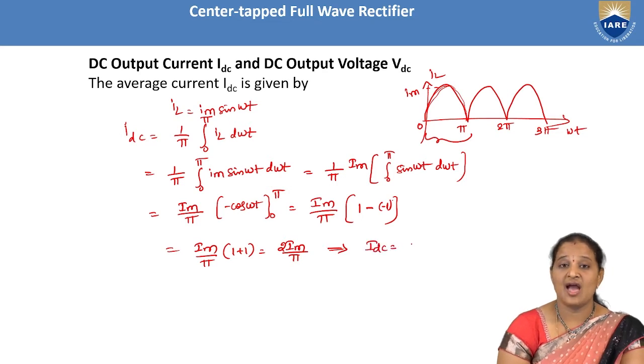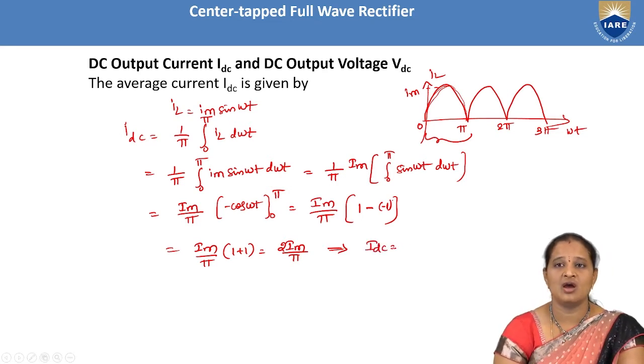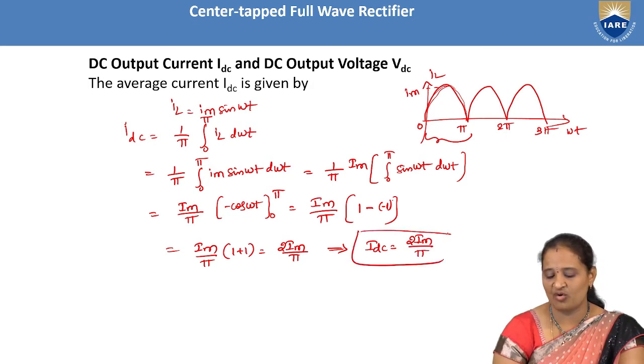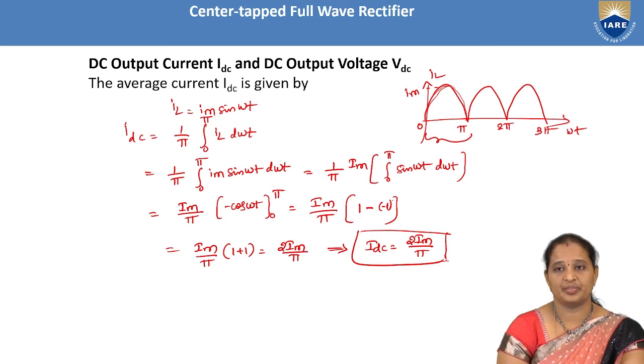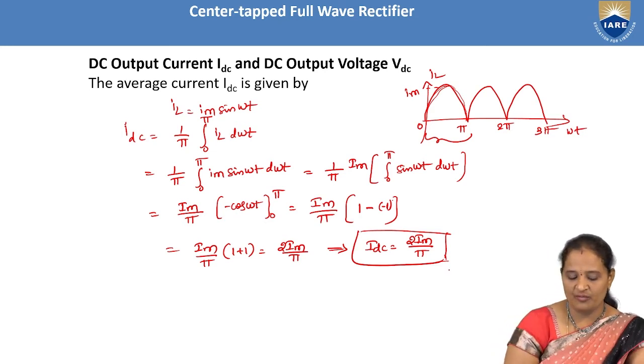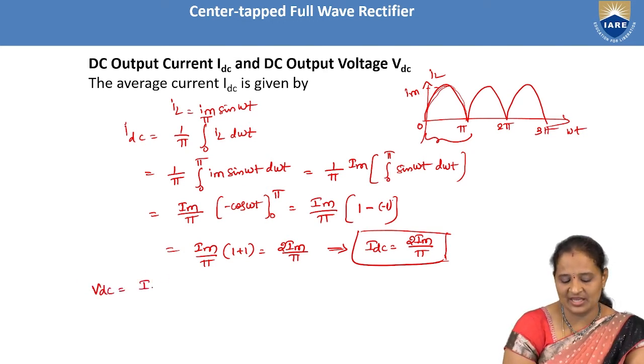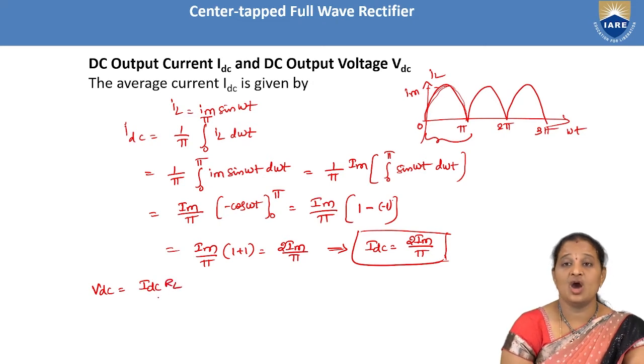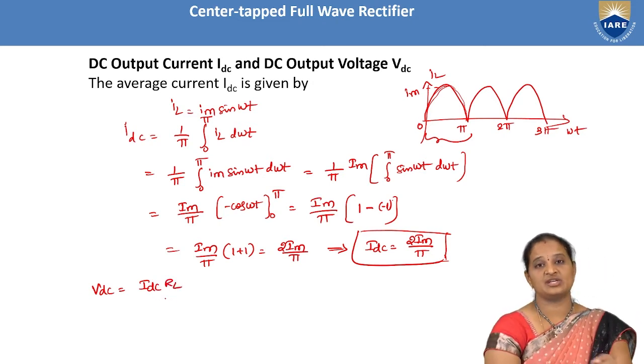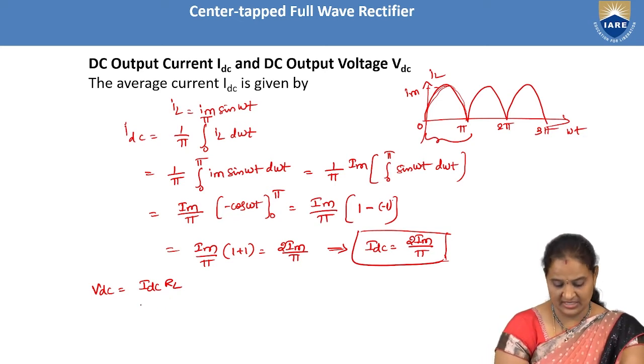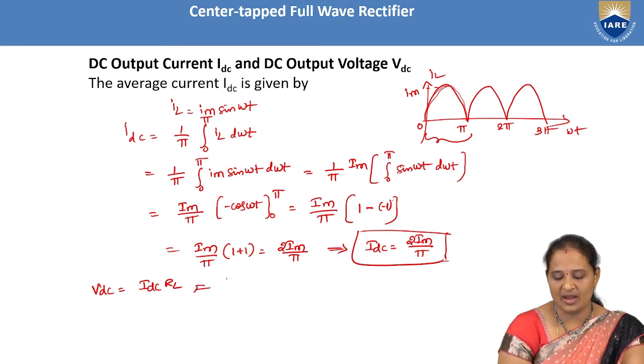This indicates that the average value of current flowing through the load resistor, or the DC value of output current, is given by 2 Im by pi, where Im is the maximum value of current flowing through the load resistor. So this is IDC. And now we'll find out VDC. VDC is nothing but IDC into RL. So VDC is the DC output voltage across the load resistor. This is calculated by taking IDC into RL. So IDC is given by 2 Im by pi, into RL.